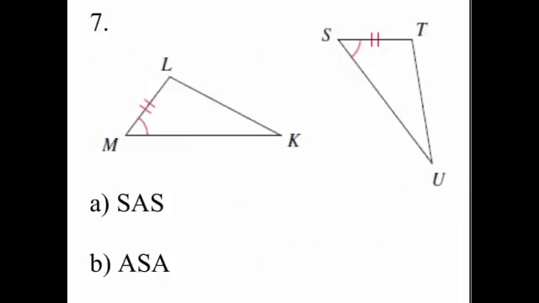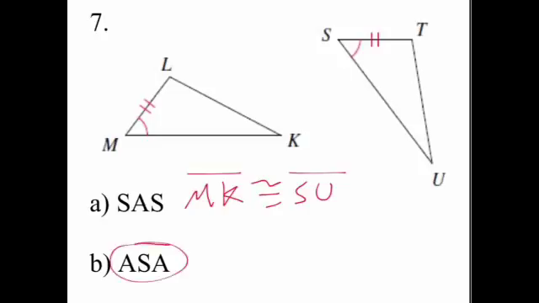On 7, we have a side here, angle, angle. So we already have a side angle. On A, we need the next side. So side, angle, side. That's going to be MK. And on this one up here, it's going to be SU. So we need MK to be congruent to SU.